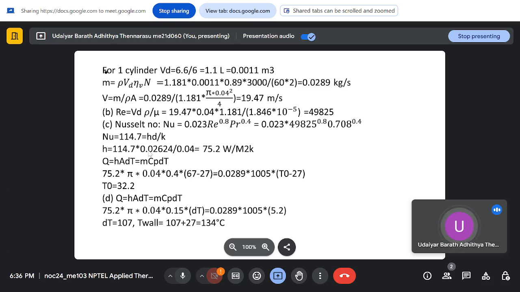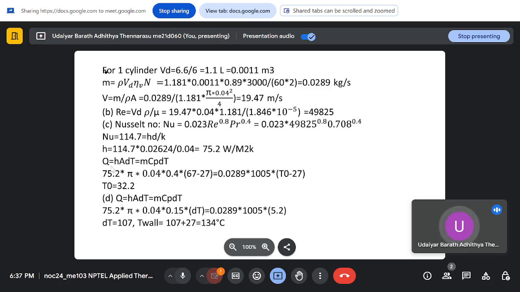So next is Nusselt number. So Nusselt number, putting in the Dittus-Boelter equation, is 0.023 Reynolds number to the power 0.8 into Prandtl number to the power 0.4. So substituting the values, you get Nusselt number of 114.7. So H value is, Nusselt number is HD by K. So H value will be 114.7 into your K value 0.02624 divided by diameter 0.04. This comes out to be 75.2 watt per meter square Kelvin.